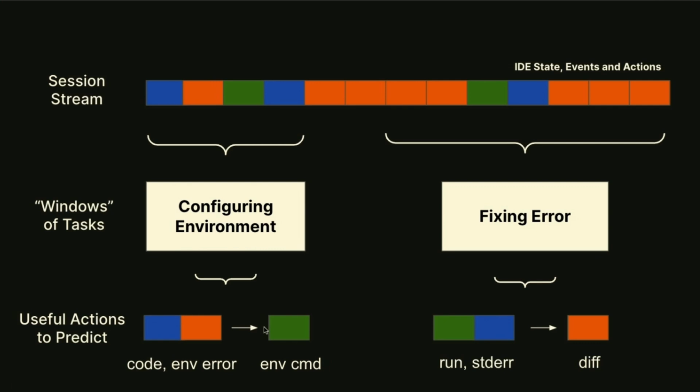And what that looks like is at the top, you have this stream of events, states, and actions which are going on in your IDE. You type some code, that's an event. There is an LSP error which triggers, that's a state. You run your code in the IDE, that's an action. And you have this stream of these packets in this session, right? And within these, you have these windows of tasks. Some sequence of these packets are you trying to configure your environment. Some sequence of these packets are you trying to fix an error, right? And what you really want to take is those packets of information and fine-tune and give your model the ability to say, given these states and events, what are the actions that are going to happen? Or given these events and actions, what is the next state I'm going to achieve?